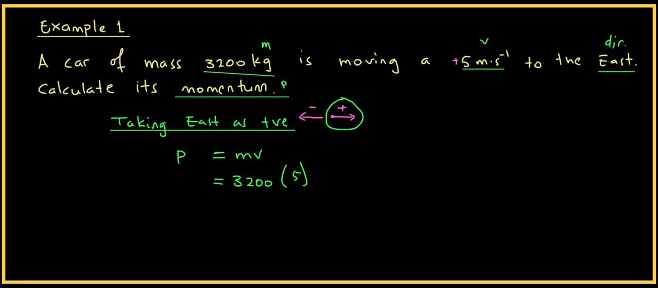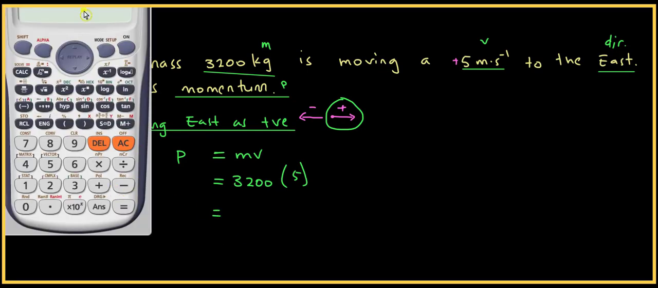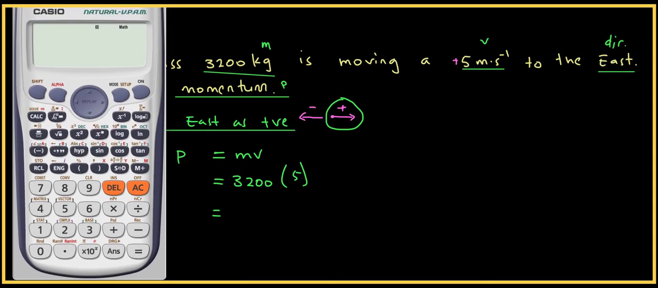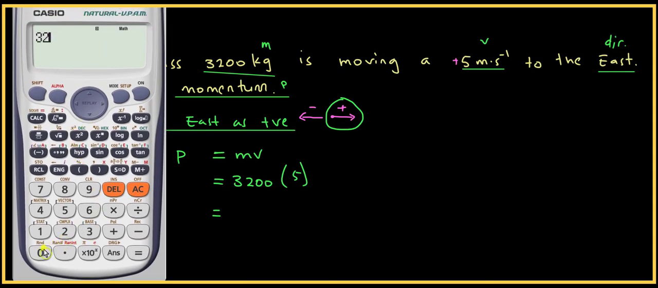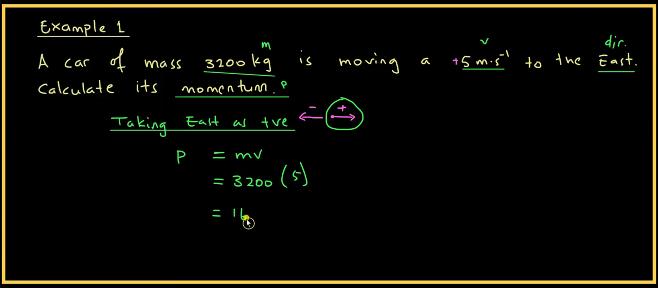Okay, now we do a multiplication here. 3,200, so it's 3,200 multiplied by 5. That gives us 16,000. So 16,000 kg meters per second. Now we have to put the direction here at the end of my calculation.